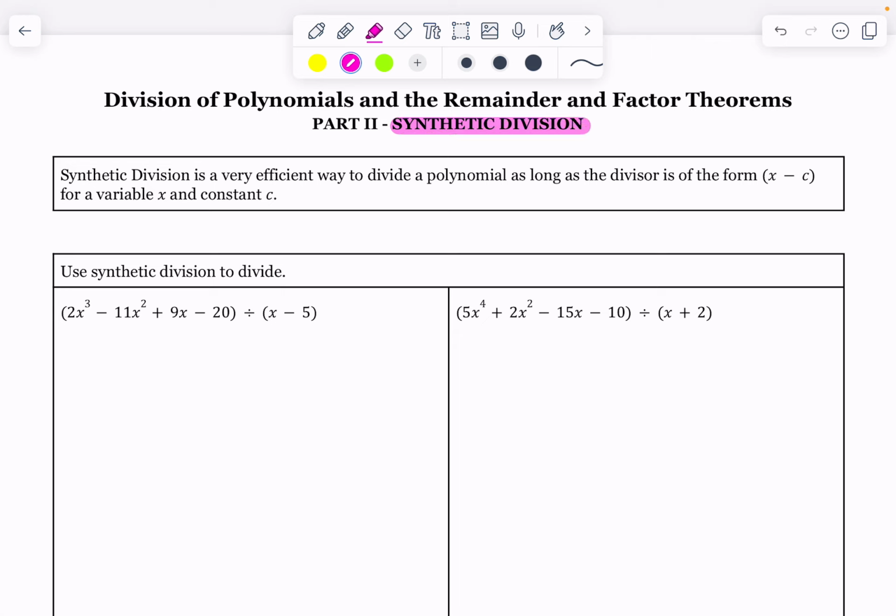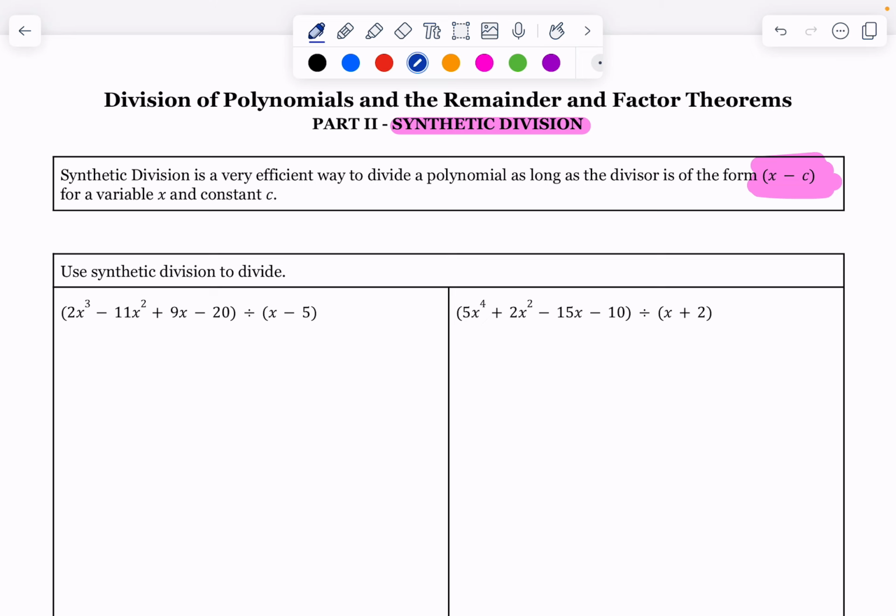In the last video, long division will work for anything, but for synthetic division, we need to read this little statement. It says, synthetic division is a very efficient way to divide a polynomial as long as the divisor is of the form x minus c for a variable x and a constant c. So we really need it to be of the form x minus c. If it's not, you have to use long division.